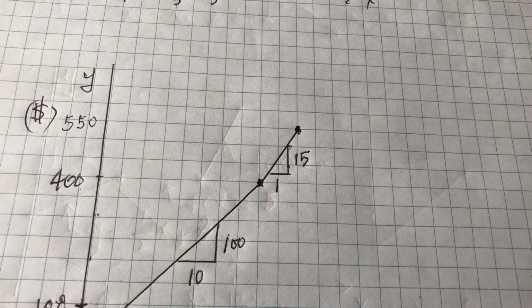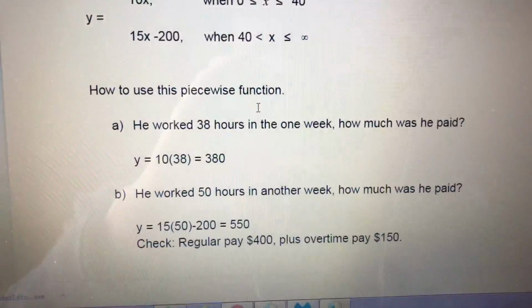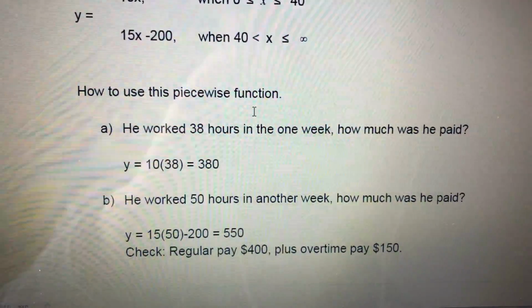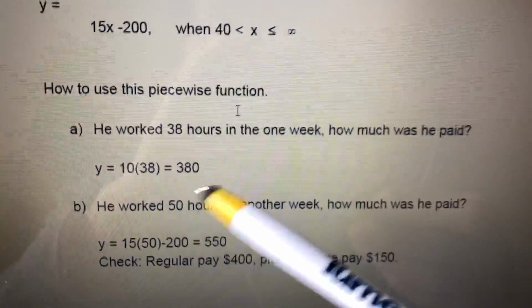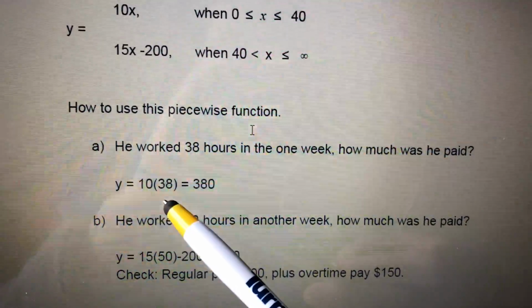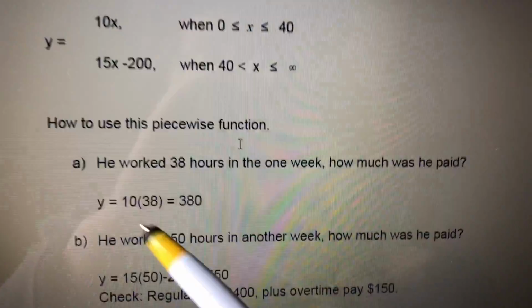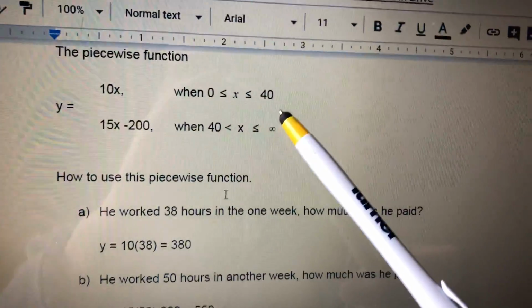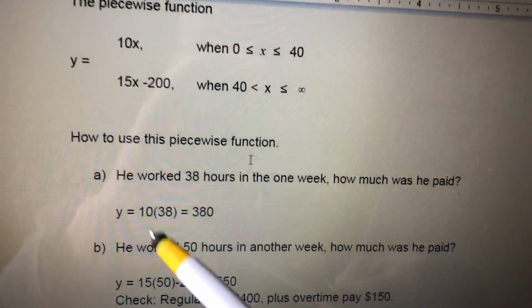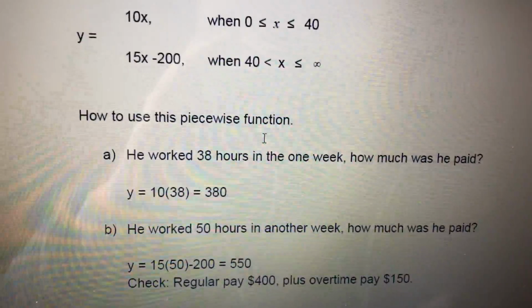Now let's see algebraically whether it's showing that. He works 38 hours in 1 week. So you plug in using 10x because 38 is in between 0 and 40. 10 times 38 is 380.